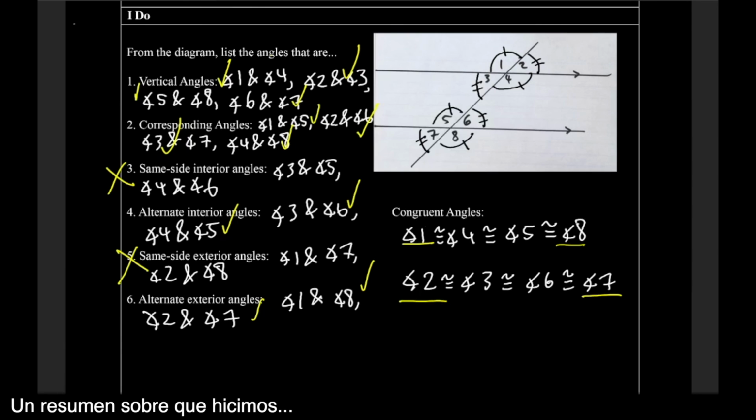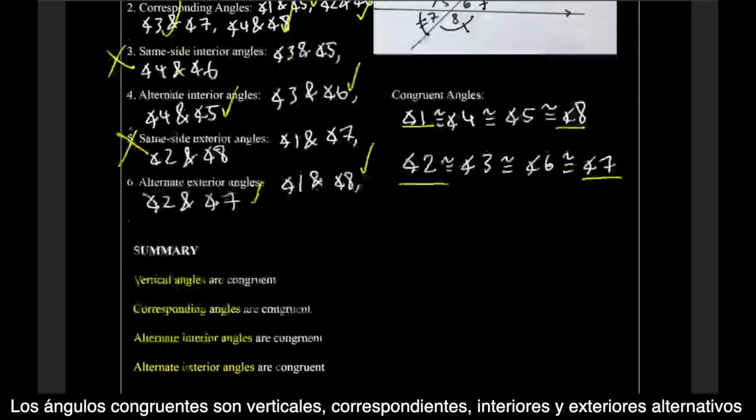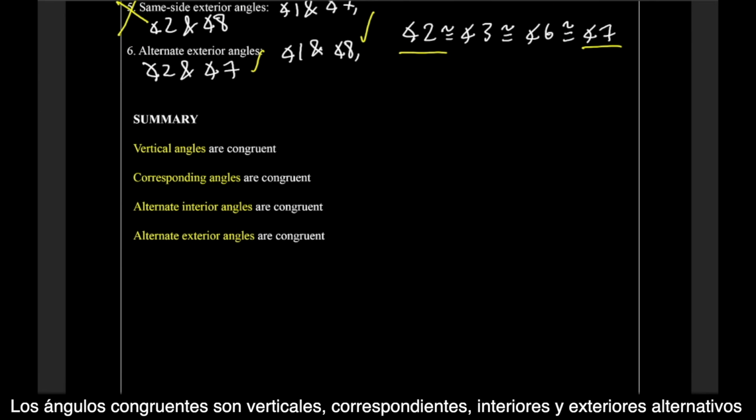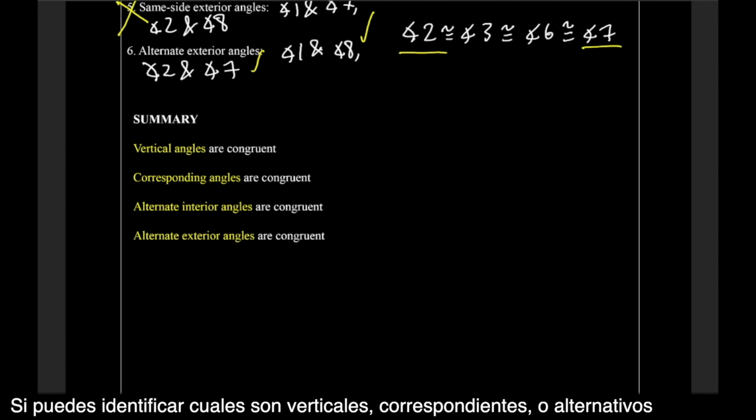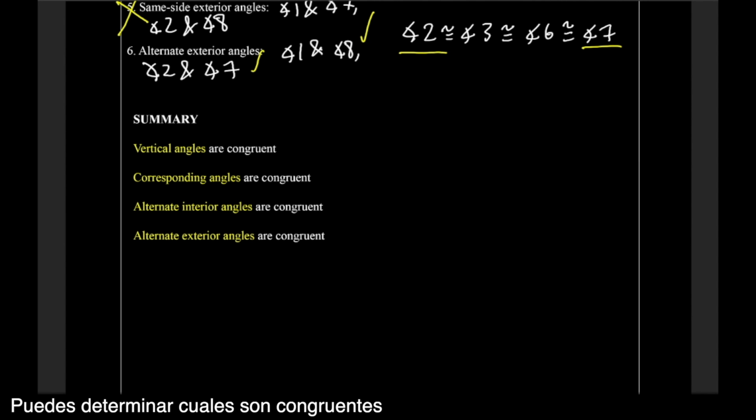So just a really quick summary about what just happened. We see that vertical angles are congruent, and corresponding, alternate interior and alternate exterior angles are congruent. The main thing is if you can identify which ones are vertical, corresponding, alternate interior and alternate exterior, then you can find congruence.